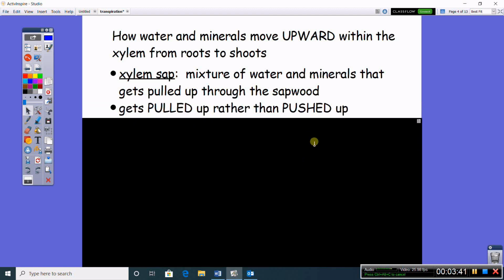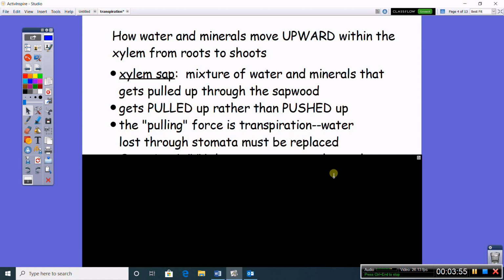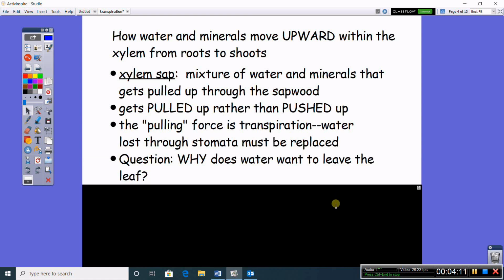Okay, we say that with water, it is more of a pulling force. Think about like a pulley, like you are pulling water up that stem rather than it being pushed from the bottom. Okay, so the pulling force is transpiration. Water that escapes through the stomata, through transpiration, has got to be replaced. So that causes more water to be taken in by the roots, transported upwards, and then eventually out to the leaf. So why does water want to leave?